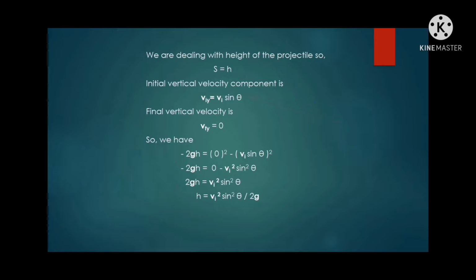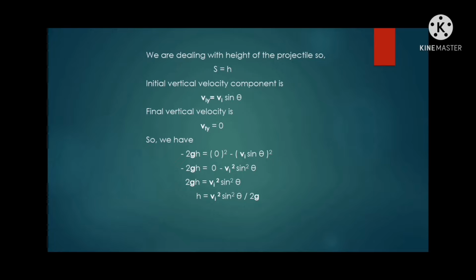Okay, and the final change that we shall make to this equation is, final vertical velocity Vfy is equal to 0. It is because when an object being projected comes to its maximum height, then its vertical velocity becomes 0 for just a moment.